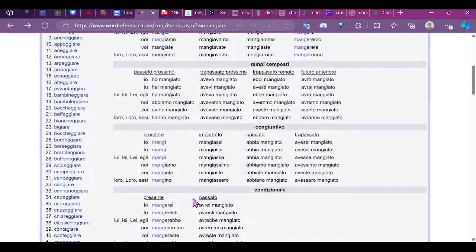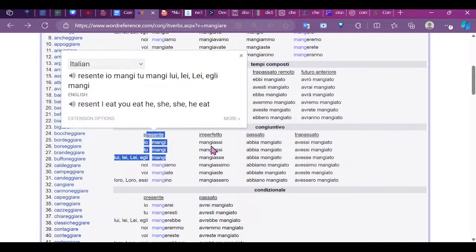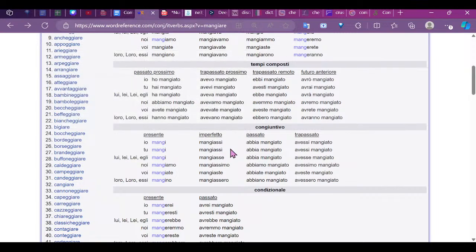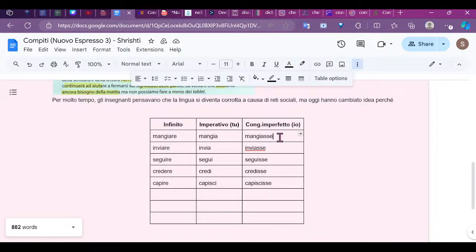The thing is, congiuntivo presente is the same for the first three persons. But imperfetto is not the same for the first three, it's just the same for the first two. Anyway, let's continue onward with this. Okay, so mangiasse, that would be wrong. Then inseguissi, credissi, I'm probably wrong.